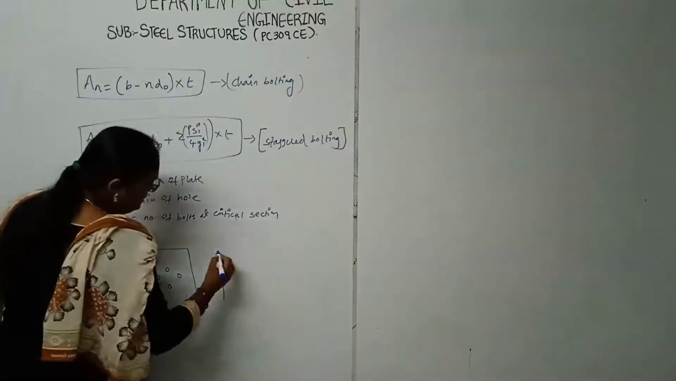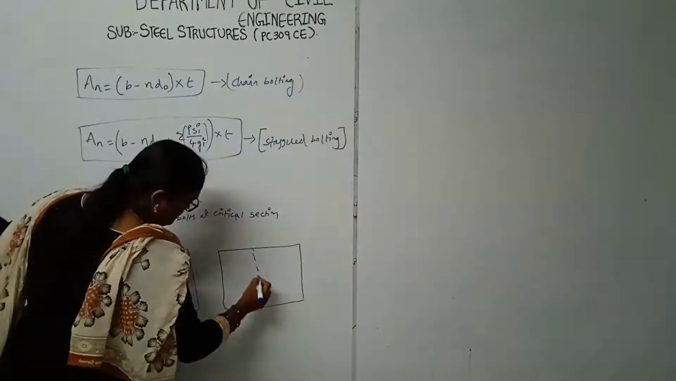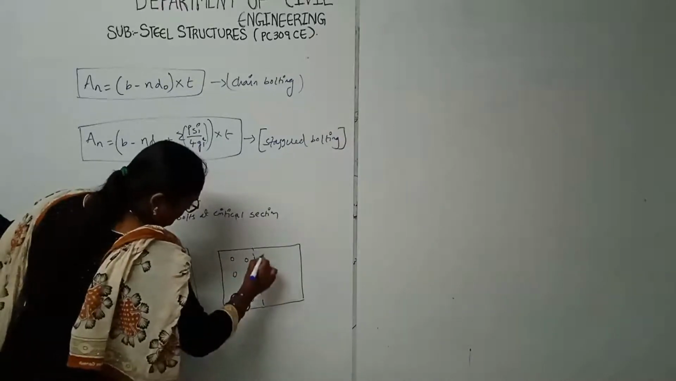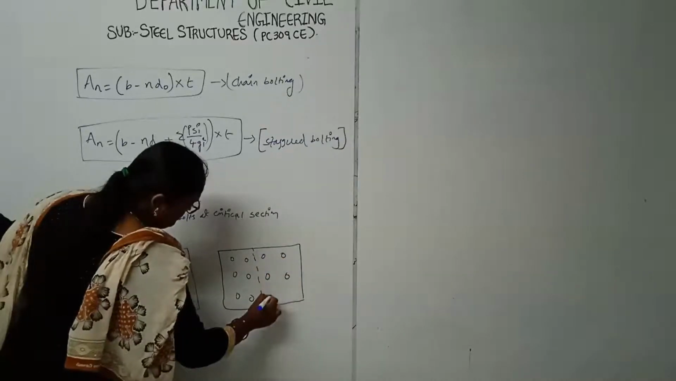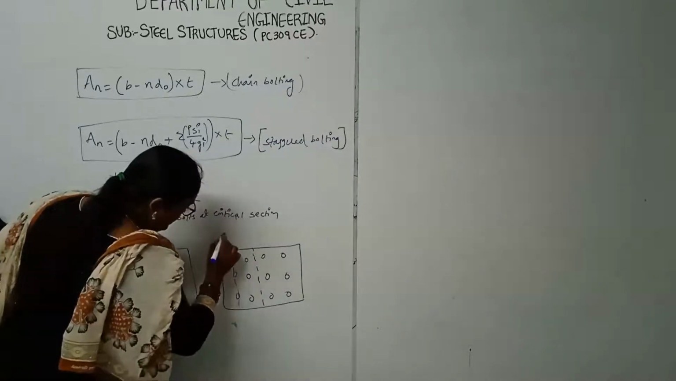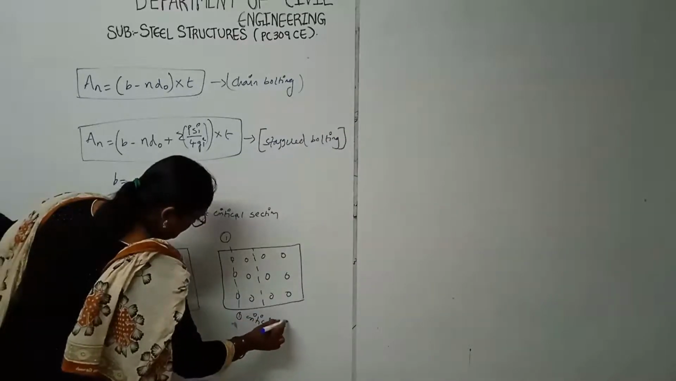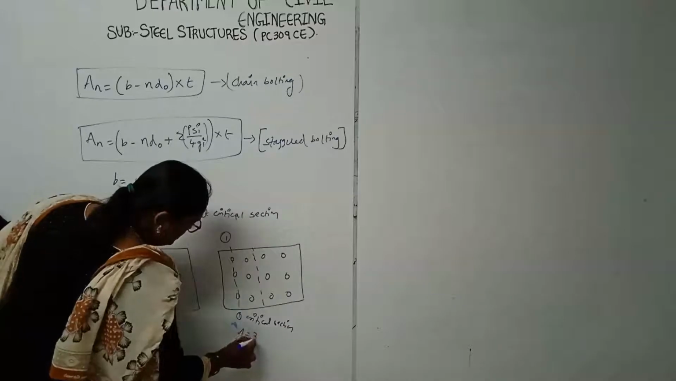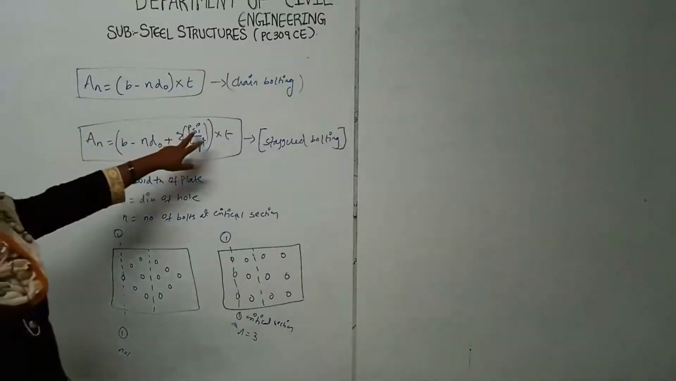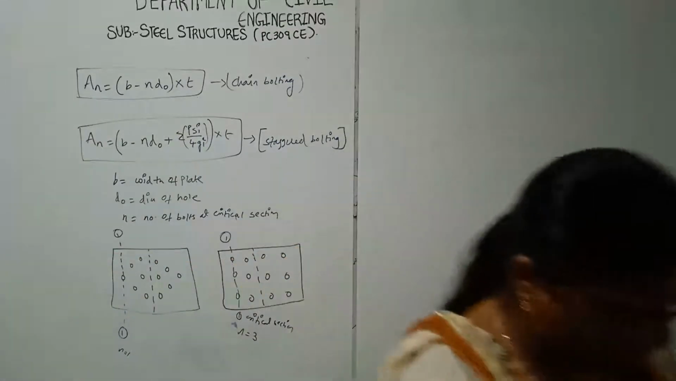At the same time, if the bolting is done in this type, so obviously here this is your critical section, so N will be equal to 3. N will be equal to 3. Here pi is the pitch distance and gi is the gauge distance.